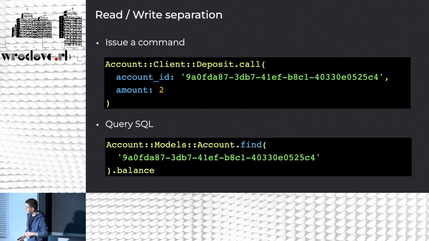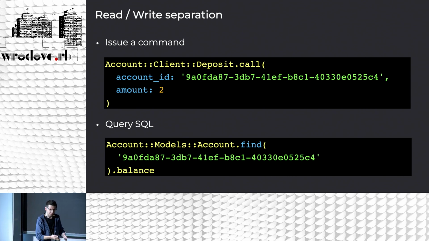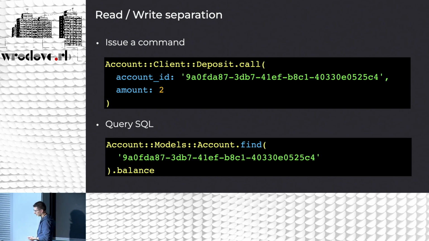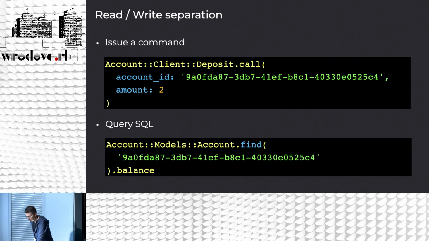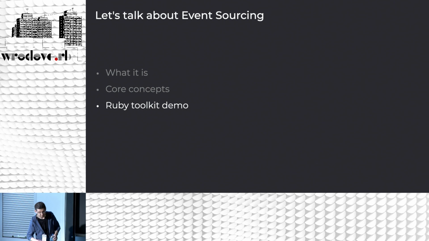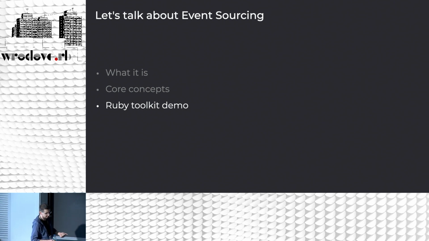Of course, the data in the relational database is not all the time consistent with what you have in events. It's called eventual consistency. The data in a relational database is eventually consistent, but you can deal with that, and that's not always a drawback. All right, so we've talked about what event sourcing is and the core concepts.